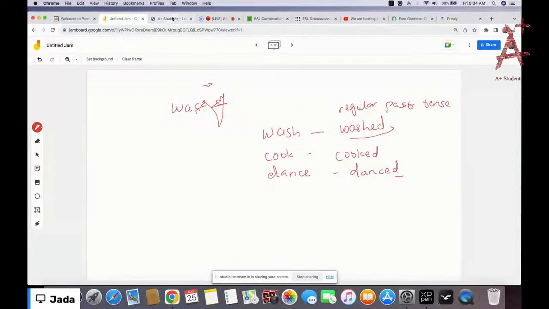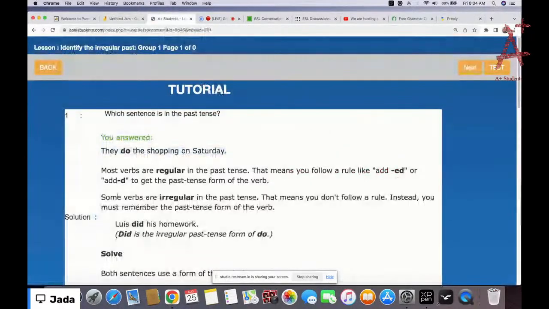But what we are doing today is that some verbs are irregular in the past tense. That means you don't follow a rule. Instead, you must remember the past tense form of the verb. Some of the verbs are irregular and they do not follow the rule that says to add ed or d. Instead you have to remember the past tense form of the verb. If you do not remember that, then you can just get your answers all wrong.